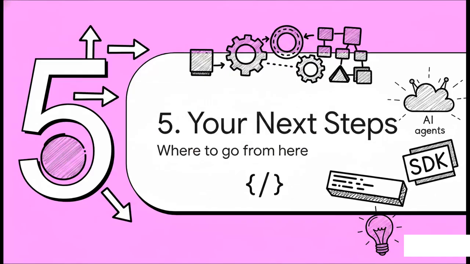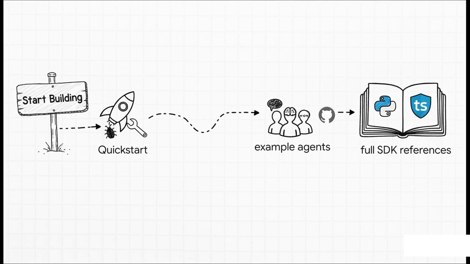We've covered a lot: the power, the simplicity, and the flexibility of the Claude Agent SDK. So, what's next? How do you actually get started? The best place to go, hands down, is the official documentation. I'd really recommend starting with the Quick Start Guide. You can build a working bug-fixing agent in just a few minutes. It's awesome. After that, check out the example agents on GitHub for some inspiration, or if you're ready, you can dive straight into the full SDK references for Python and TypeScript.